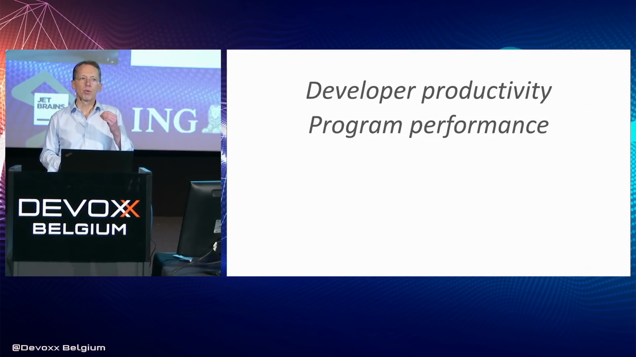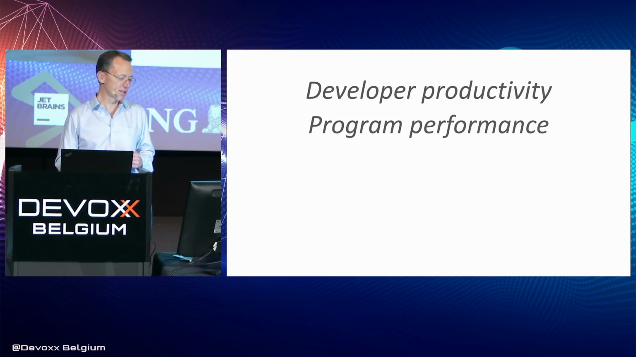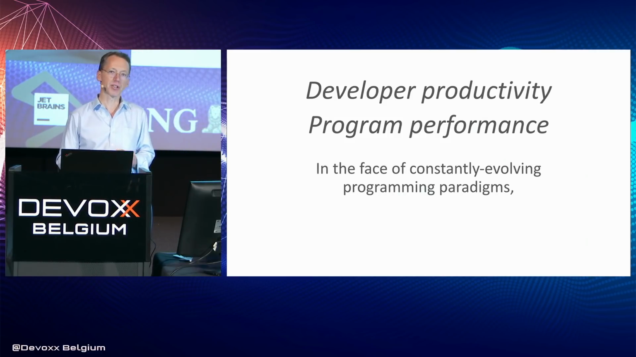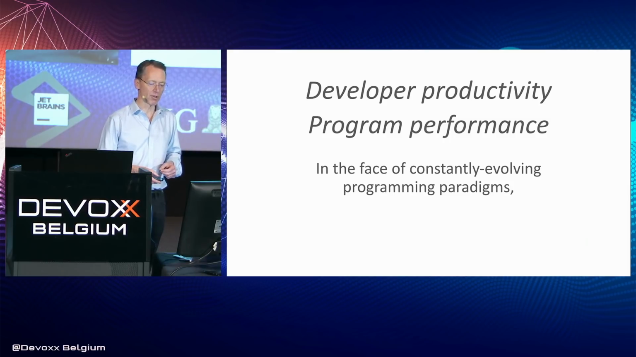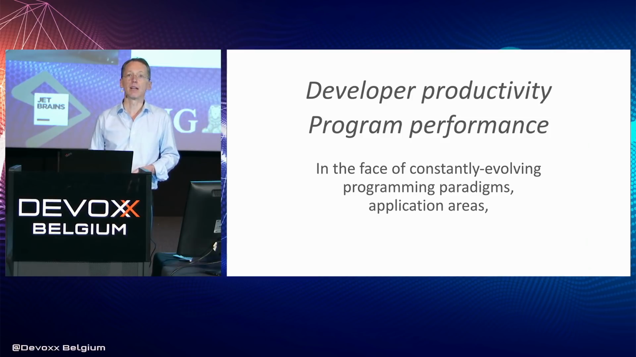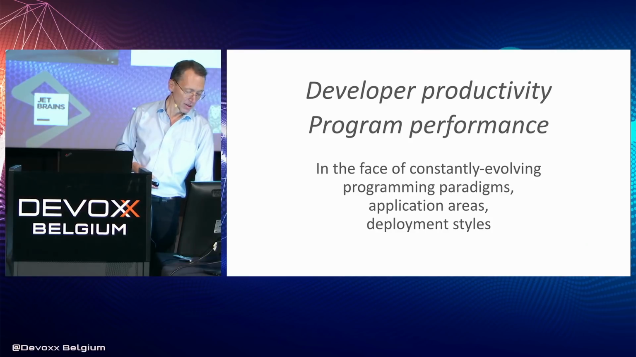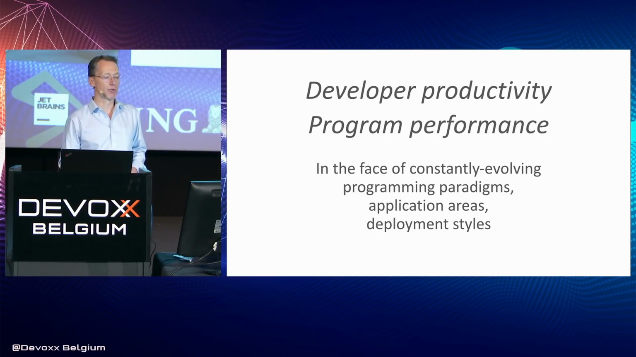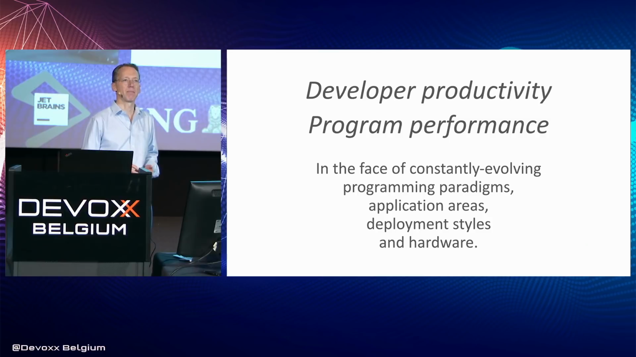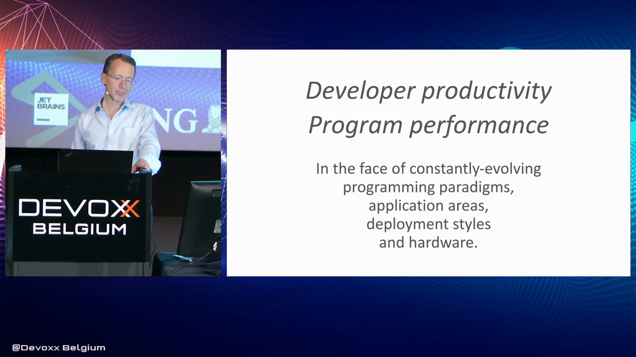For 23 years, we've pursued these two big goals in the face of constantly evolving factors, constantly evolving programming paradigms, such as mixed functional and object-oriented programming or data-oriented programming, evolving application areas, big data and machine learning, evolving deployment styles, such as to the cloud and to app stores, and of course, evolving hardware: terabyte memories, deeper memory hierarchies, vector and SIMD instruction sets on GPUs, and faster and deeper and more numerous processor pipelines.